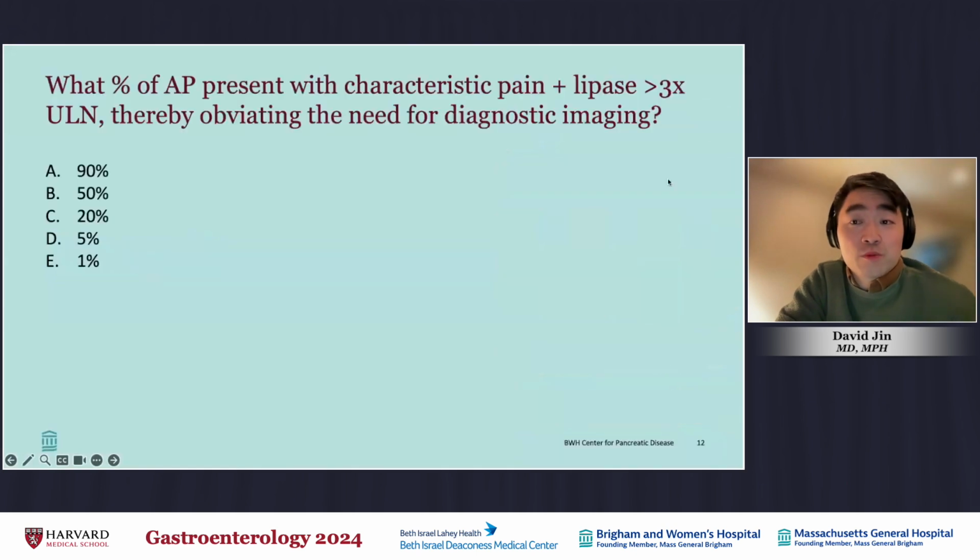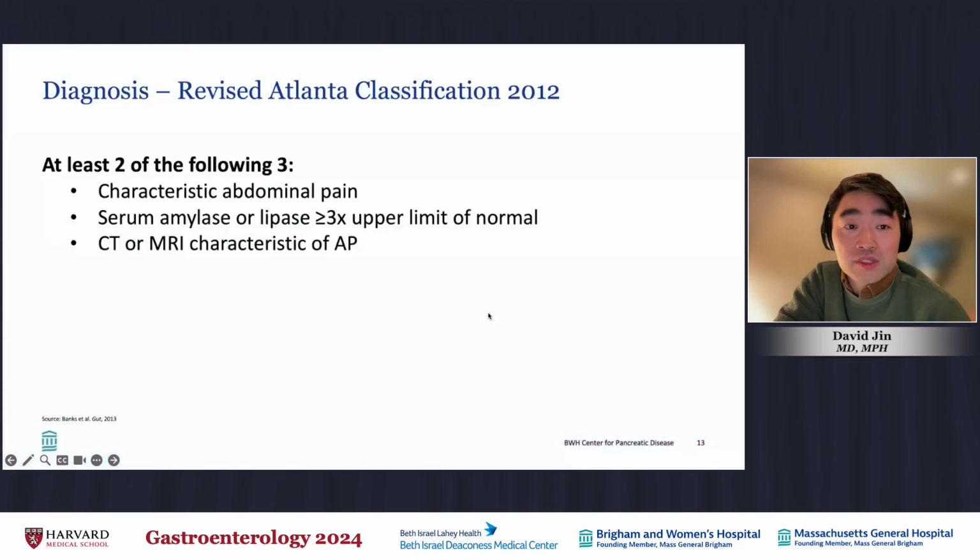How do we diagnose acute pancreatitis? Well, let's start off with a question. What percentage of acute pancreatitis presents with characteristic pain? So that's severe epigastric pain, often radiating to the back, plus an elevated serum lipase of greater than 3 times the upper limit of normal, thereby obviating the need for diagnostic imaging. Is it A, 90%, B, 50%, C, 20%, D, 5%, or E, 1%? The answer here is A, 90%.